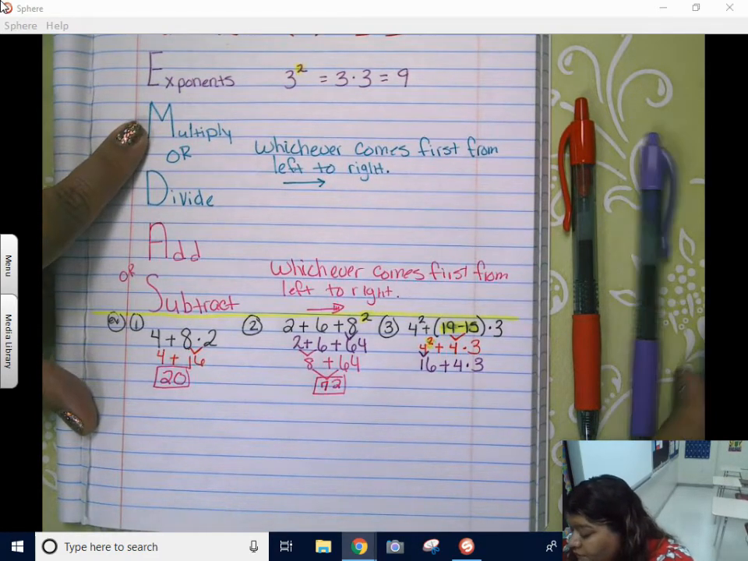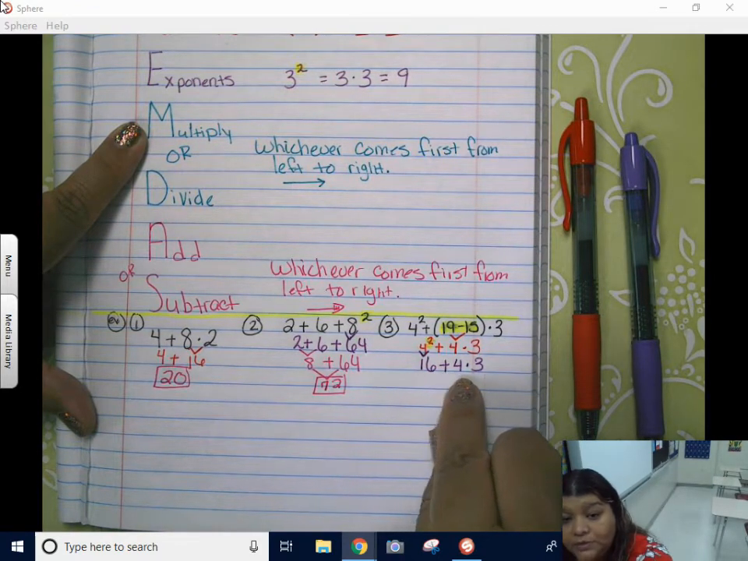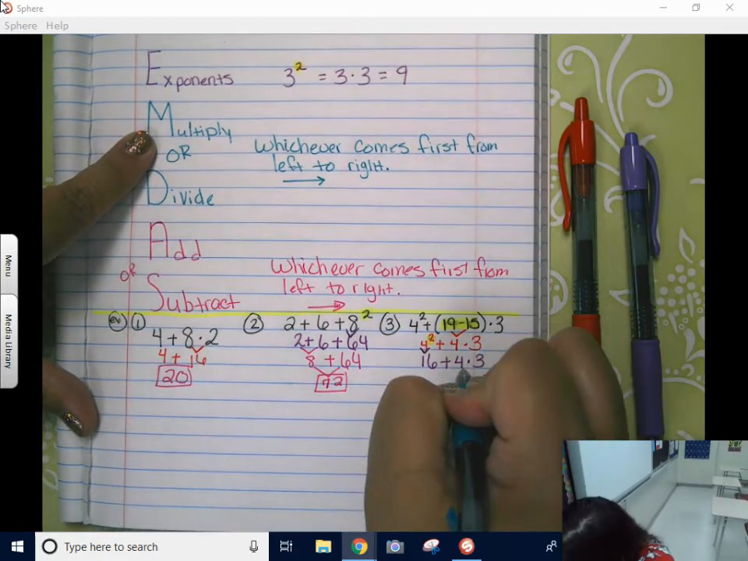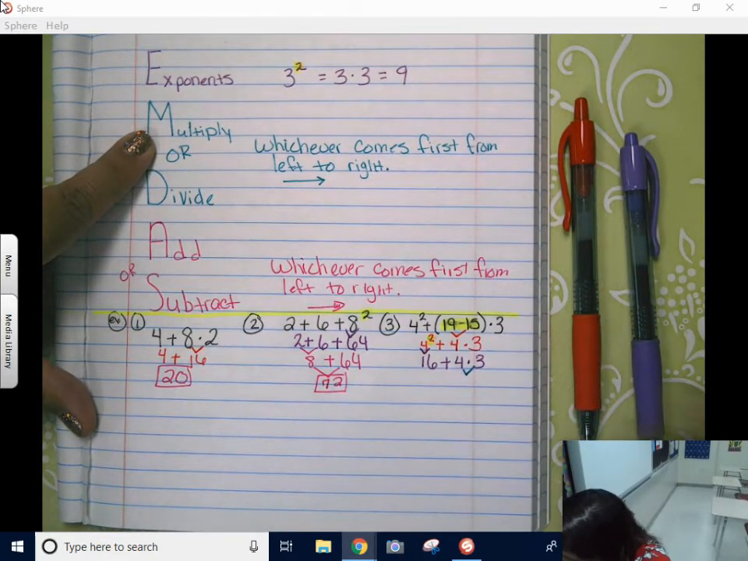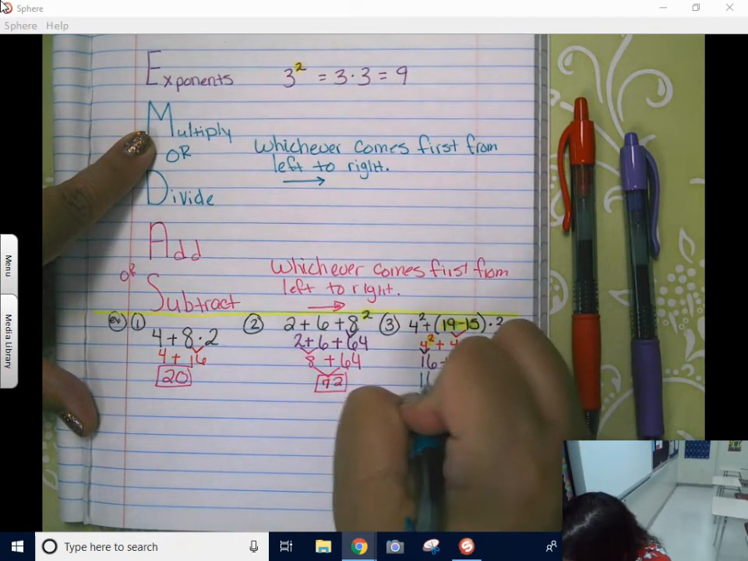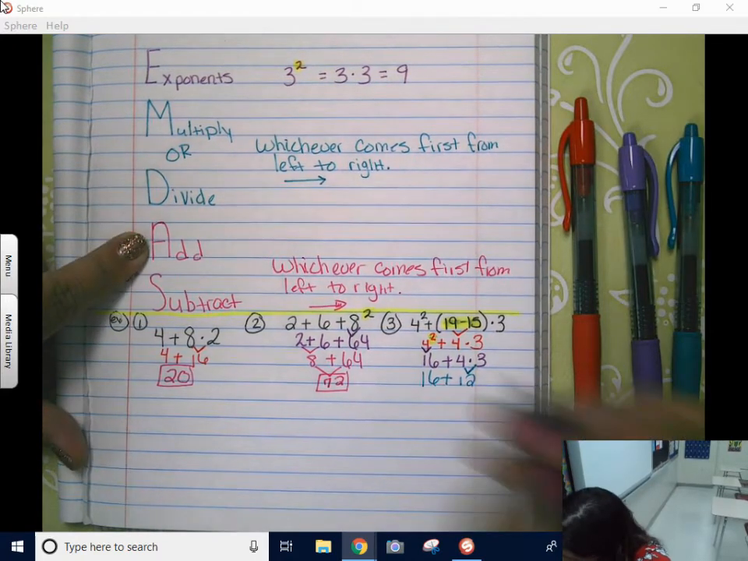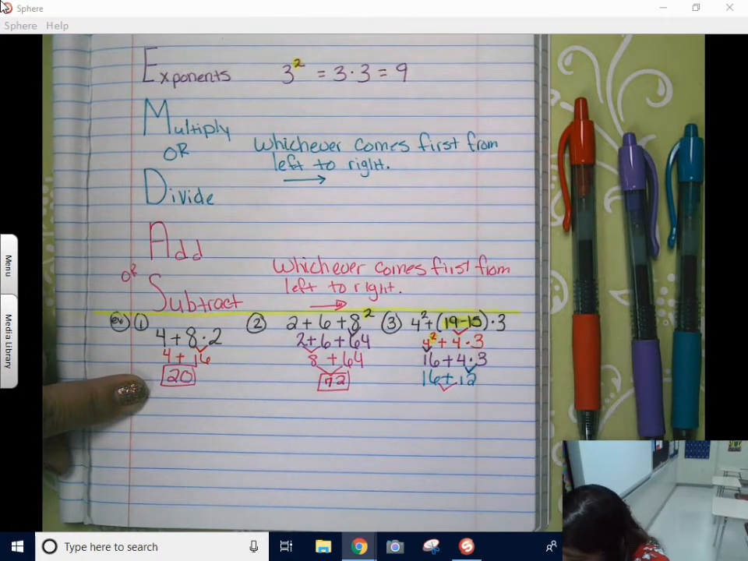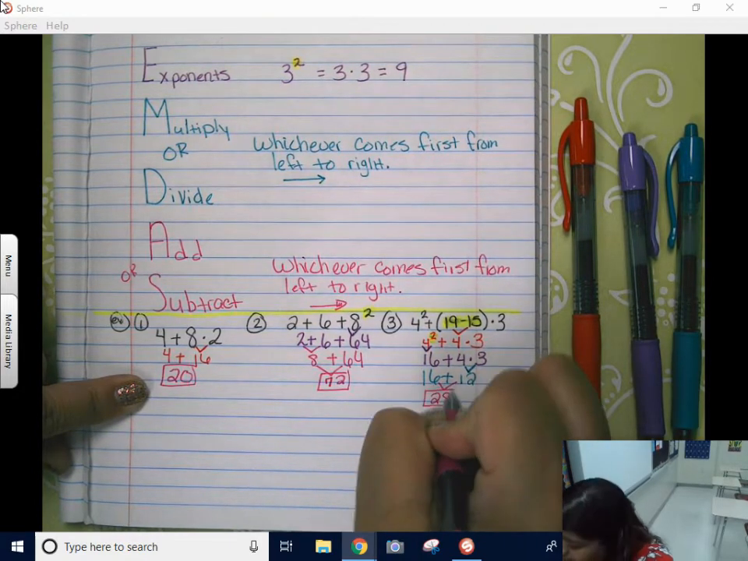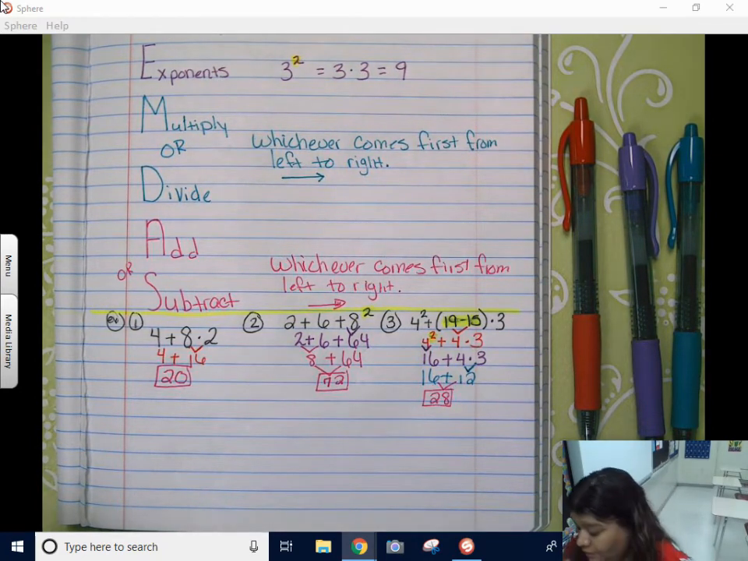Next up, multiplication or division. Read the problem from left to right. There's addition. Nope. There's multiplication. And that's what it says, multiply or divide. So I see multiplication. So I'm going to do this right here. 4 times 3 is 12. And bring down the 16 and the plus. And lastly, since I only have one operation, that means just solve it. 16 plus 12 is 28. Just like that. We good there?